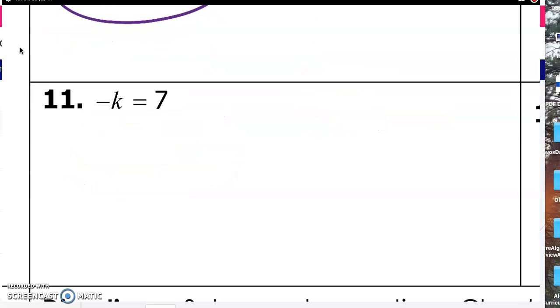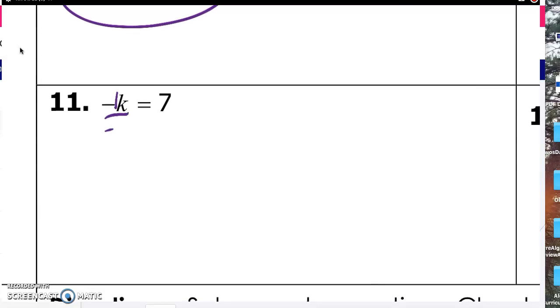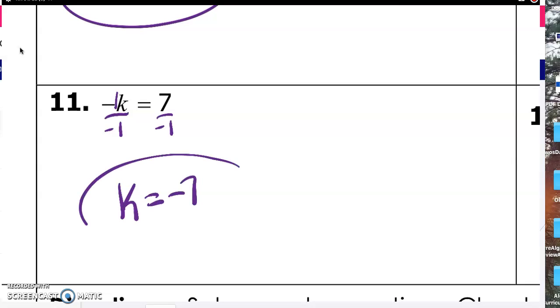Number 11 is a little bit tricky because there's just a negative sign. So a lot of people think you need to add. But remember, you can always put a 1 if there's no number in front. So this means negative 1 times k. So to undo that, we have to divide by negative 1. K equals negative 7.